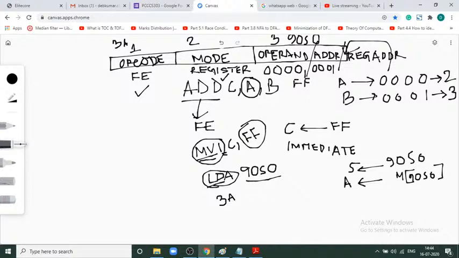Now what is the mode or addressing mode? We are storing the data value 5 in the memory directly. So if we go to the memory location 9050, we can directly find the data value 5. So addressing mode is memory direct. Why memory direct? Because 9050 is a memory address. If we go to that memory address, we can directly find the data 5. Hence I should write in the mode memory direct.